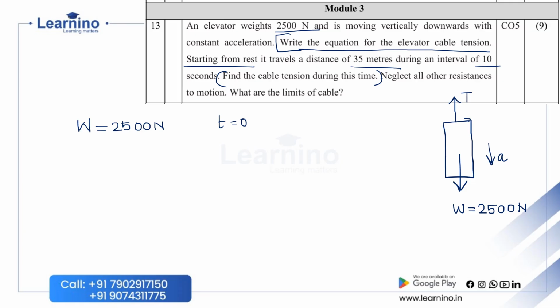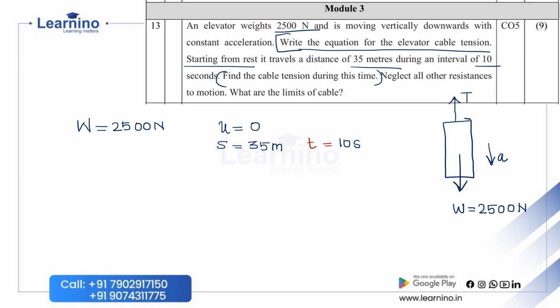Okay, so the distance I am taking is 35 meters, and the 35 meter distance is covered during an interval. The time taken to cover 35 meters is 10 seconds. This much data they have given, and initially it is at rest, so the initial velocity I am taking as 0.